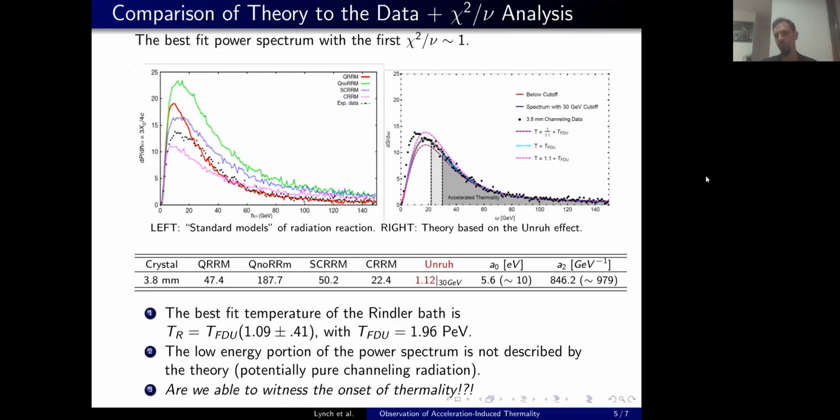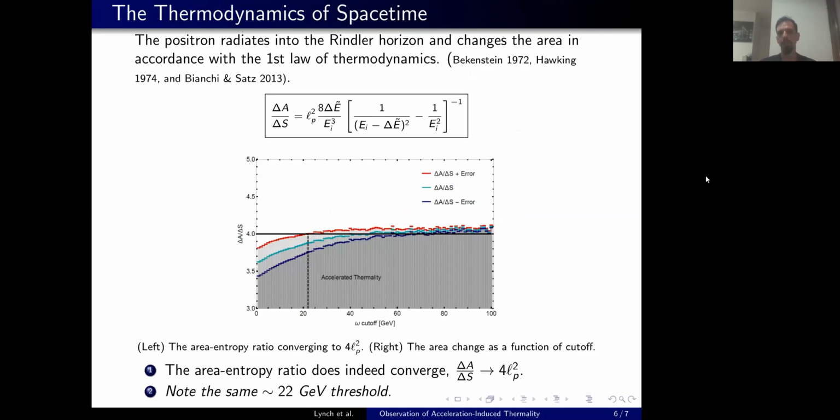In order to bolster this claim of acceleration-induced thermality, we sought corroborating evidence via the Bekenstein-Hawking area entropy law. Via this Rindler horizon dynamics, which is integrated directly from the data set, we see that the area to entropy ratio converges to 4 times the Planck area above that same 22 GeV threshold.